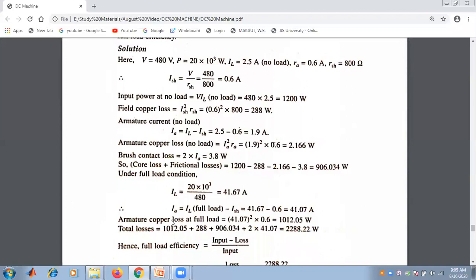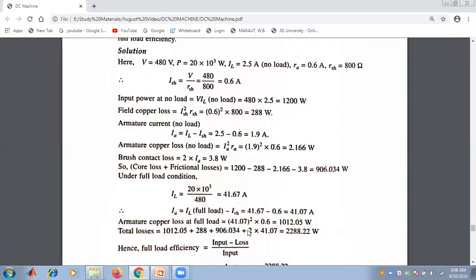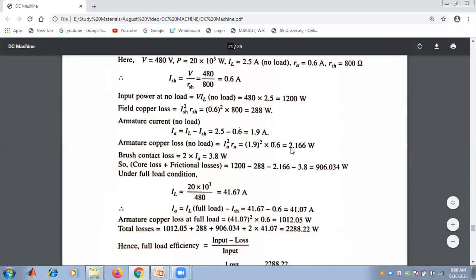Again, we can calculate the armature copper loss, that is IA square at full load into 0.6, that is 1012.05 watt. Total losses: the armature copper loss, plus 288 coming from the field copper loss, plus 906.034, that is the core and frictional losses, plus 2 into 41.0747, because now the armature current is 41.0747 at full load, and 2 is the brush voltage drop.